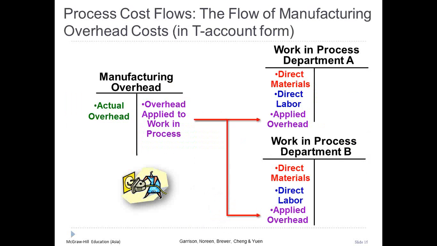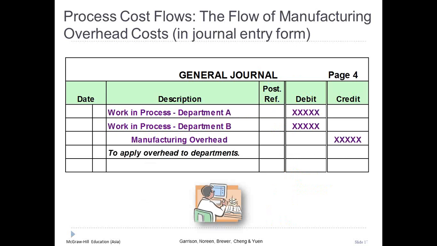Manufacturing overhead is applied to each processing department based on a predetermined rate for each department. The predetermined rate does not have to be based on the same cost driver for each processing department. Manufacturing overhead costs are debited to the respective departmental work in process accounts. Manufacturing overhead is credited by the corresponding amounts. This is the journal entry we use to apply overhead to the work in process inventory of each of the processing departments.